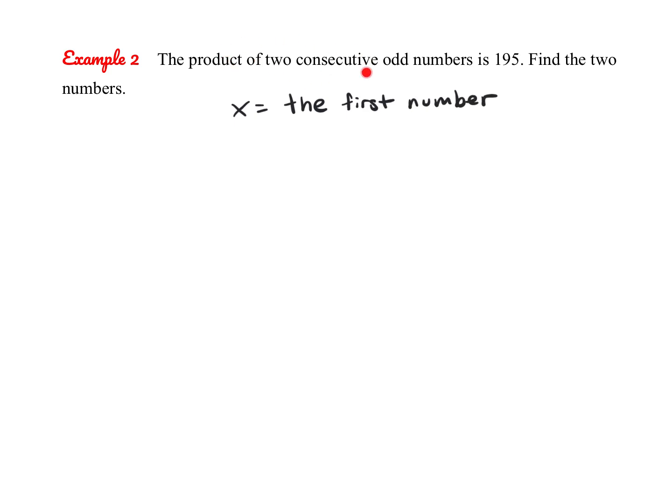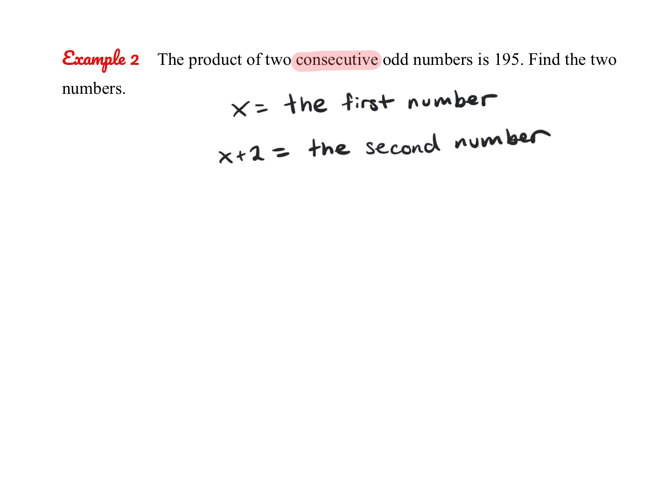Okay, so let's see if we can work through this first phrase. The product of, so we're going to be multiplying two things. Two consecutive odd numbers. So we know that odd numbers are always 2 units apart, right? 3 to 5, that's 2 units apart. 7 to 9, 2 units apart. And consecutive, you'll see this a lot. Consecutive means the next one in line. So if x is the first number, that means that x plus 2 must be the second number.